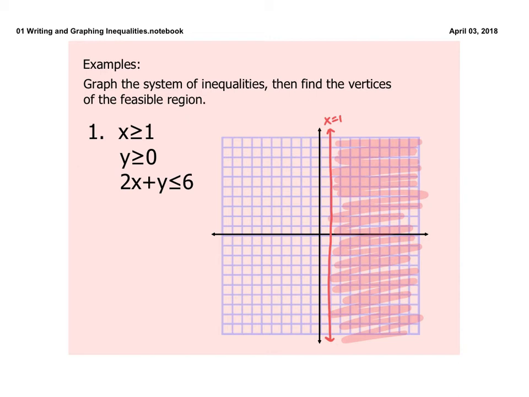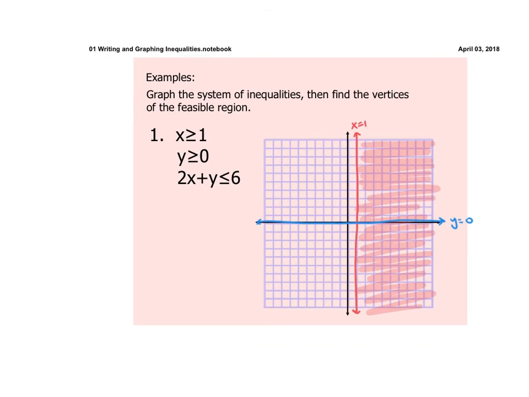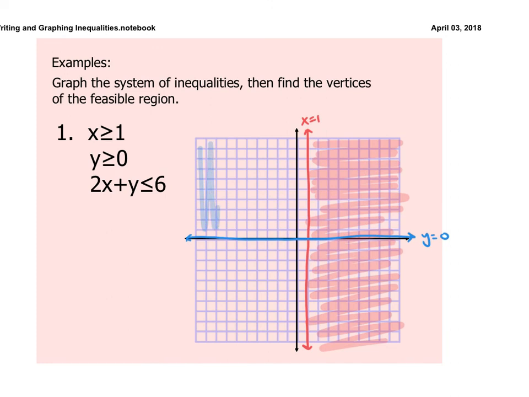Y equal to 0 is, of course, the x-axis. So we have a solid line here on the x-axis. That's y equals 0. And then we're going to shade this for y greater than 0. So that's, of course, above. It's going to shade like this. So far, you can see really clearly that we have an overlap between the red and the blue. And then what we'll do is we'll graph the other one.